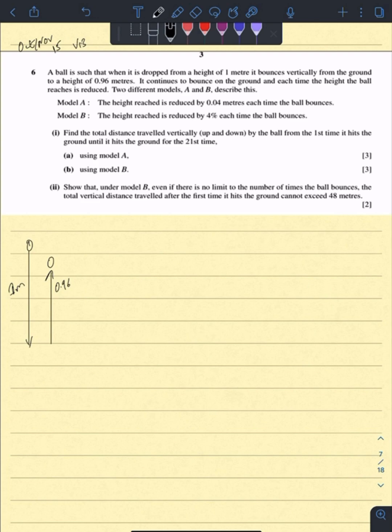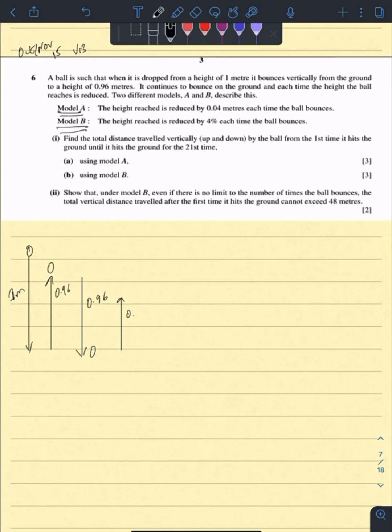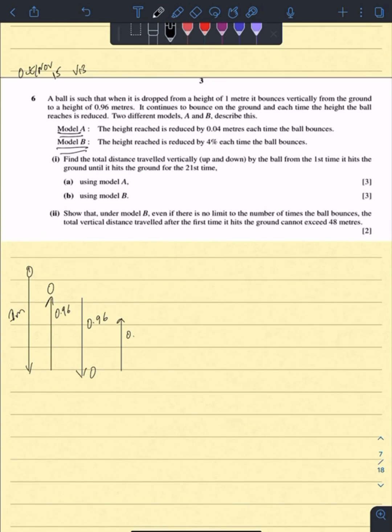So after this we'll go down again 0.96 and it'll jump back up to a height of, these models will tell us that. So this is the basic visualization. Part one says that the total distance traveled vertically, so total distance, that just tells us that we have to use the sum formula.